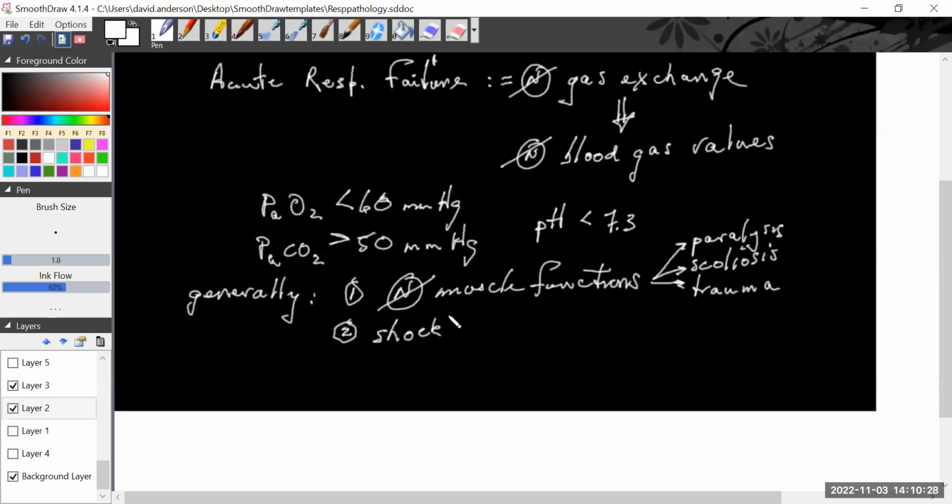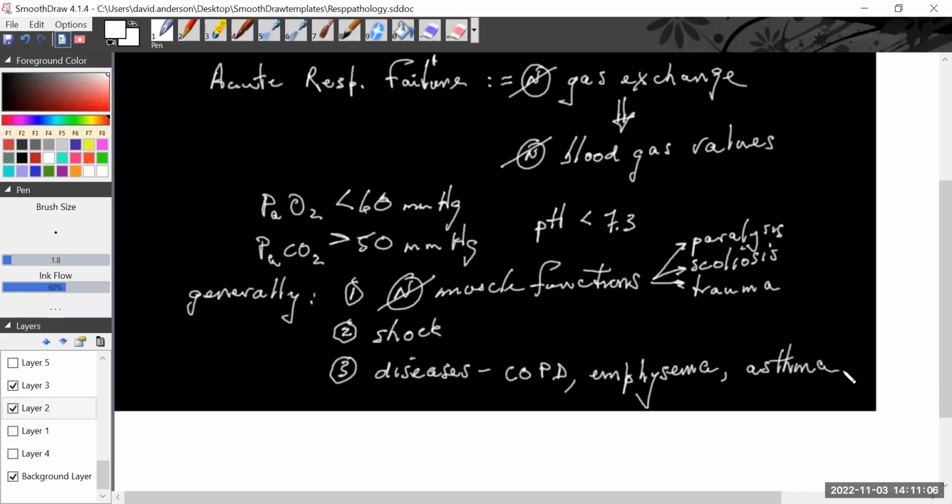Different forms of shock essentially are going to reduce the blood flow to the lungs and interfere with the available amount of blood for exchange. And then we look at diseases. That's what we're going to spend some time on today. Diseases like chronic obstructive pulmonary disease, which is really a group of diseases. Emphysema is one of those, but we'll spend some time specifically talking about emphysema and asthma as some examples that interfere with our ability to deliver oxygen.